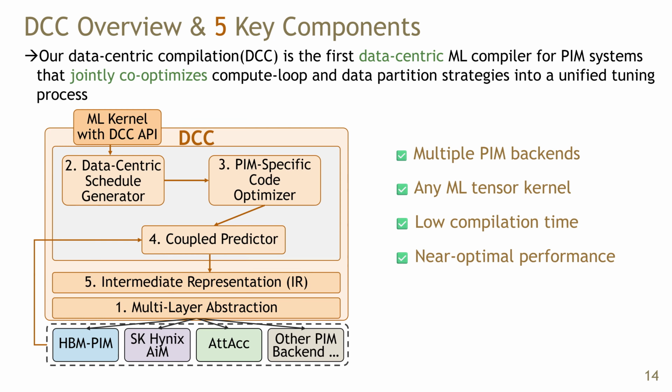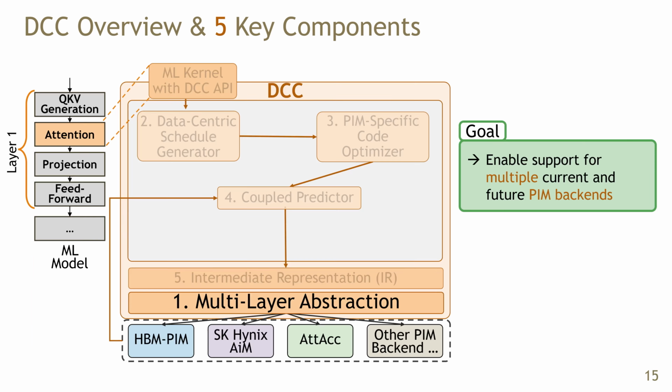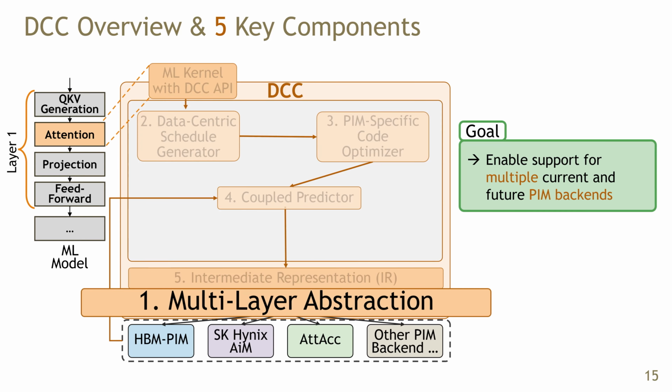DCC includes 5 key components: multi-layer abstraction, data-centric schedule generator, Peim-specific code optimizer, coupled predictor, and the intermediate representation. And it has low compilation time and consistently delivers near optimal performance for multiple Peim backends and any machine learning tensor kernels. DCC's first component is the multi-layer abstraction that enables support for multiple current and future Peim backends.